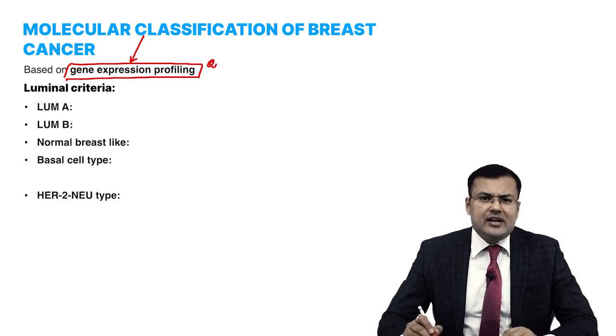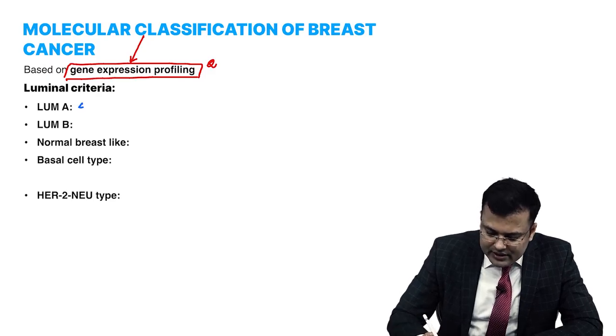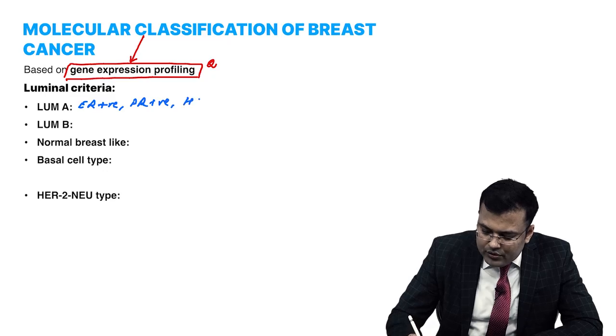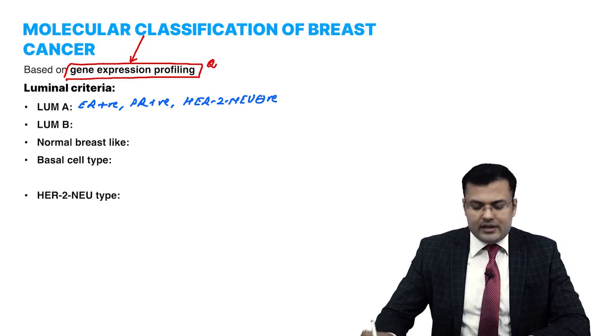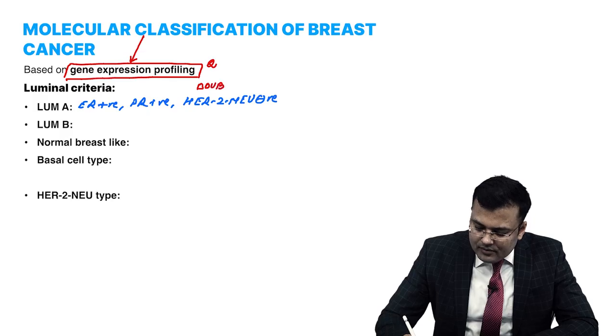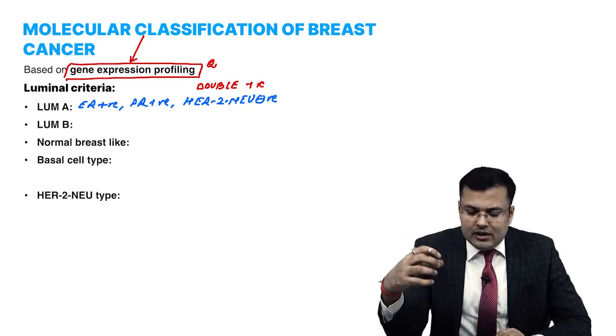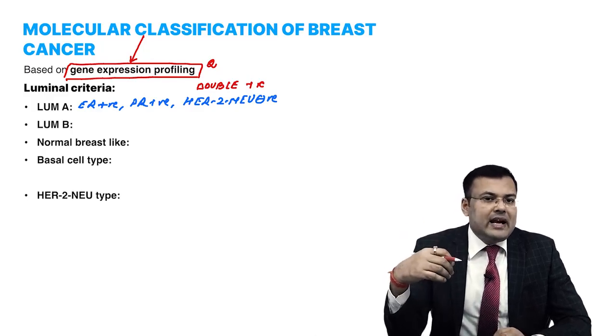There is a luminal criteria. Now see the types: Lum A, or luminal A. What are the receptors which are positive? In Lum A, estrogen receptor is positive, progesterone receptor is positive, but HER2 neu is negative. How many are positive? 2. So this is known as double positive. Here, there is low expression of the cell proliferation marker.